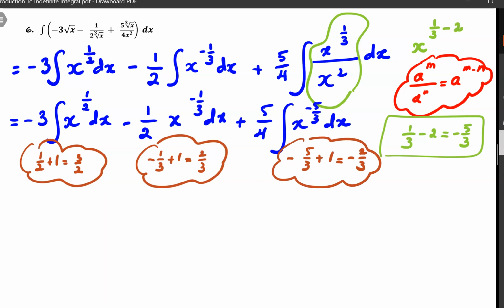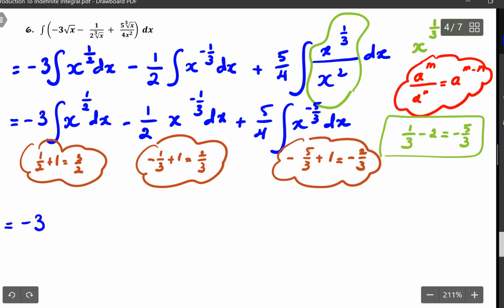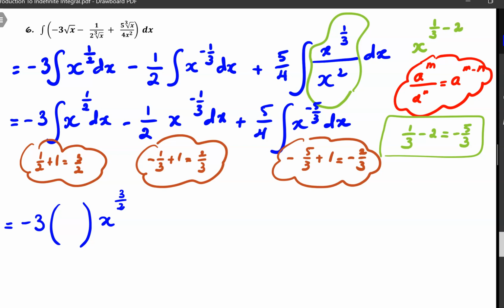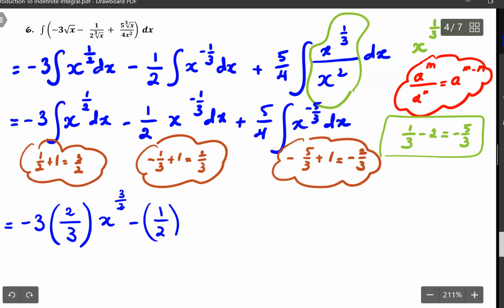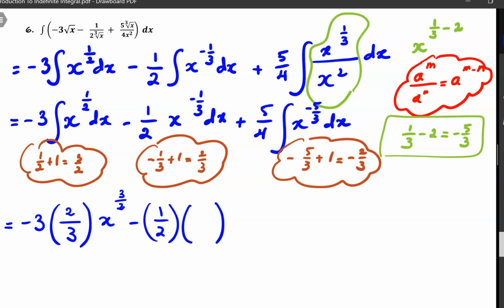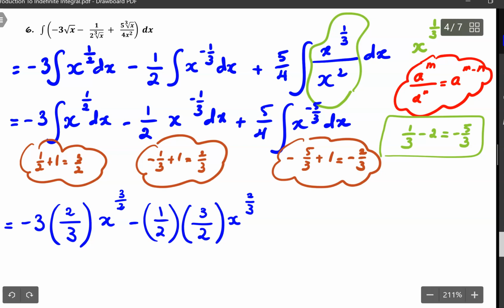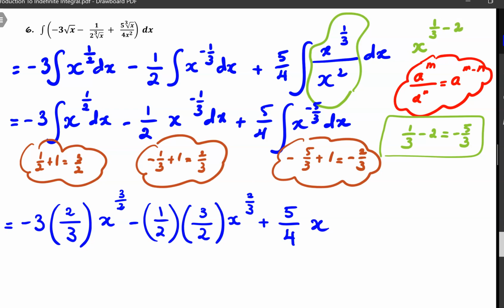That means I will have -3, and I will show everyone how to do this. It will be x raised to the exponent 3/2. At the same time, I divide it by 3/2, which means I multiply by 2/3. That's how I write this to simplify my writing of all the steps. In this case, I should have x raised to the exponent 2/3, and I divide by 2/3, which means I multiply by 3/2. Here's 5/4, and the x raised to the exponent I should have written as a bracket as well.